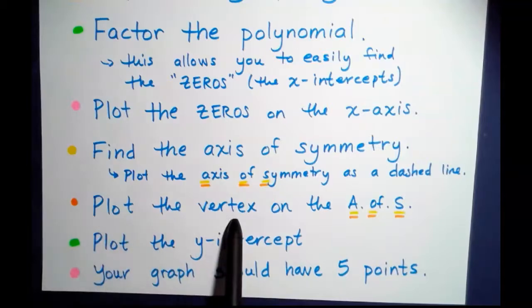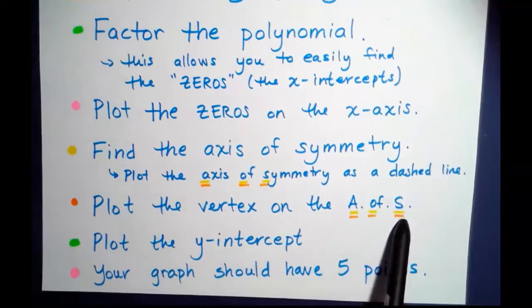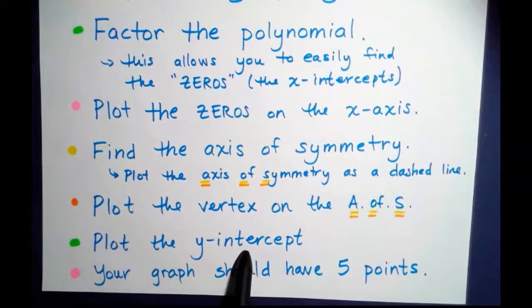Next, plot the vertex on the axis of symmetry. And next, plot the y-intercept. Remember, the easiest way to plot the y-intercept is to simply look at the constant value that's in the given function. And then finally, your graph, to be complete, should have 5 plotted points and then a nice smooth curve drawn through those 5 points.